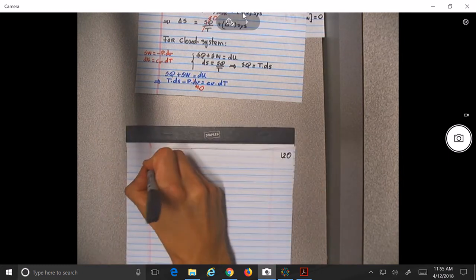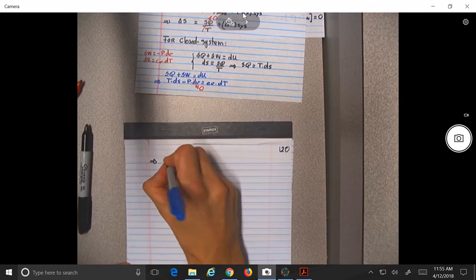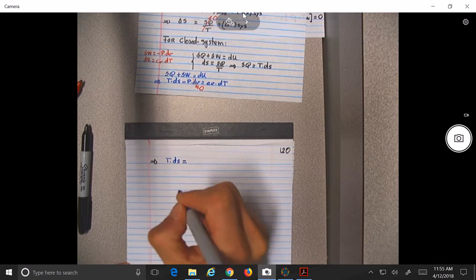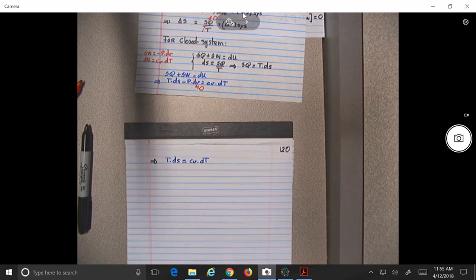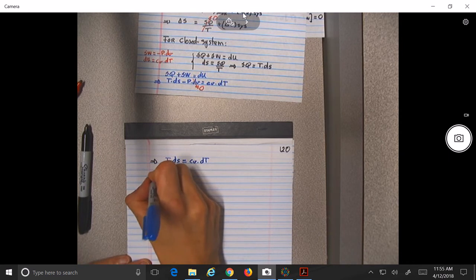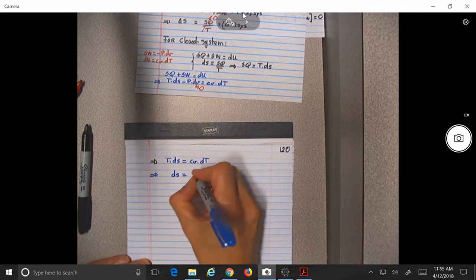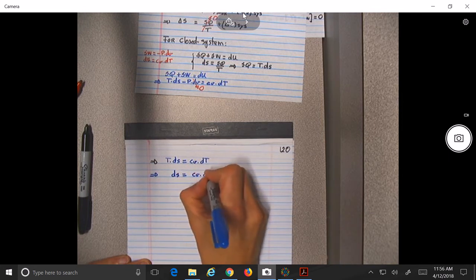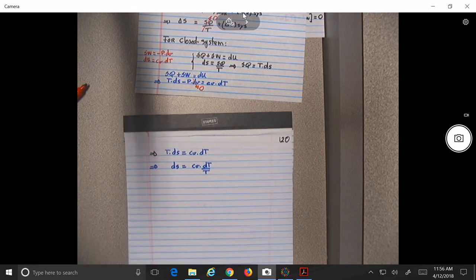That we're going to have, let me continue in blue, TdS equal to CV dt. Okay? I mean, dS equals CV dt over T. Start going a little bit faster, okay?